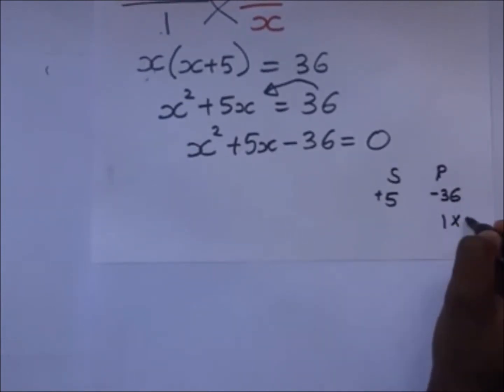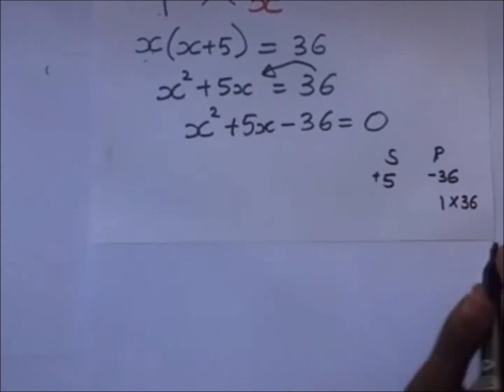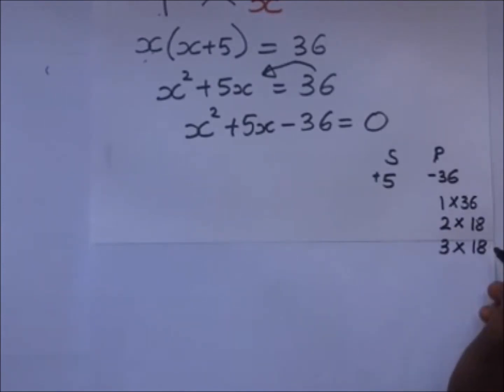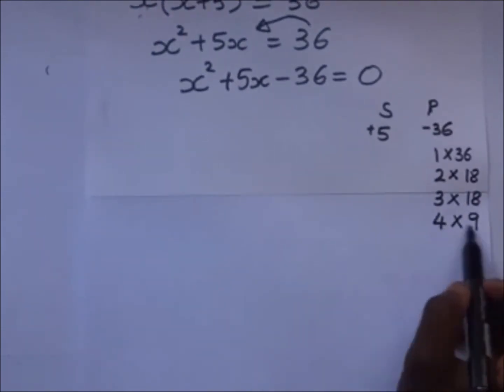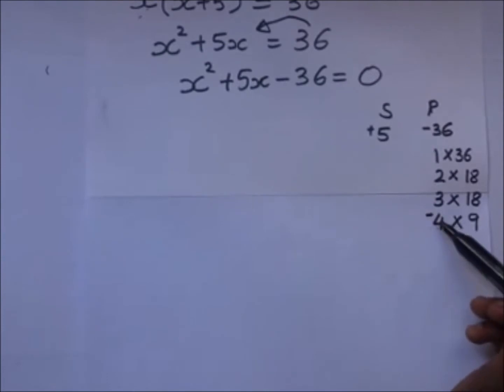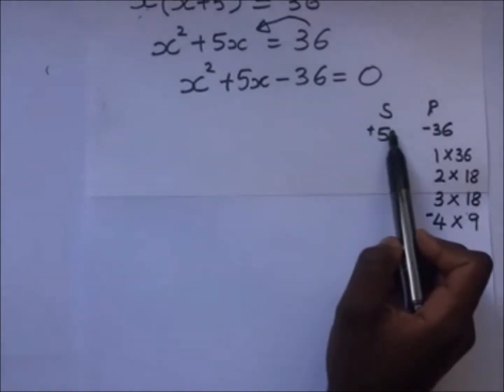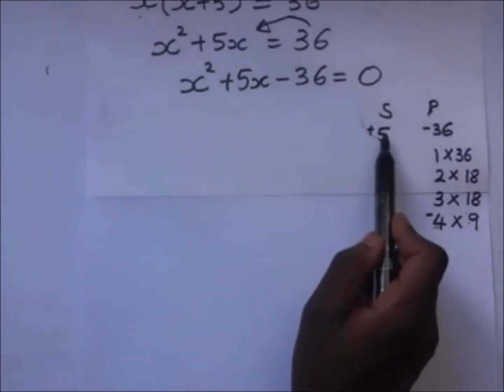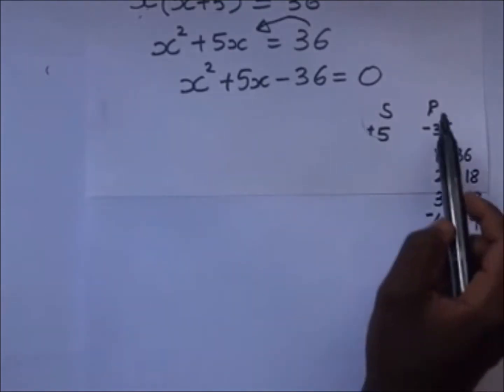We have 1 times 36 as one of the factors there. Then we have 2 times 18. Then we have 3 times 12. Then we have 4 times 9. Now if you look at 4 times 9, if you manipulate these two numbers, and let's say you made 4 a negative, negative 4 times positive 9 will give us negative 36. Negative 4 plus positive 9 will give us a positive 5. So these two numbers are satisfying this condition, because when we add them, they give us a sum of positive 5. When we multiply them, they are giving us a product of negative 36.